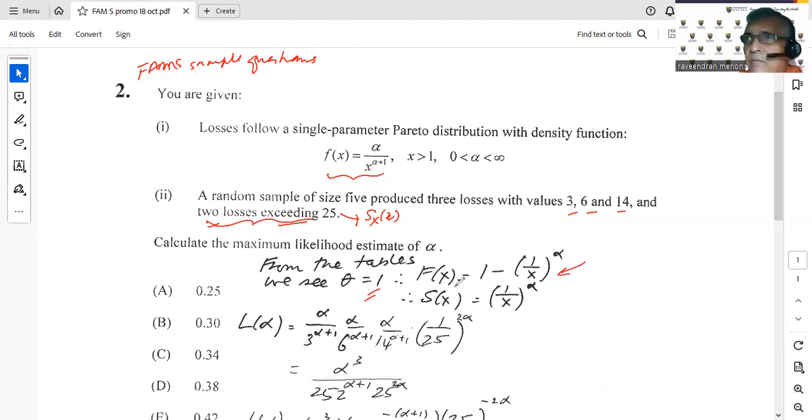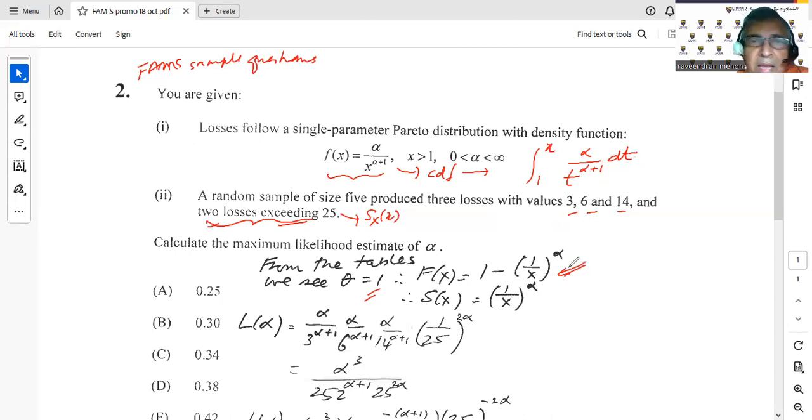Now, if looking up your tables doesn't strike you, then what you can do is find your CDF by using an integral, going from 1 to x of alpha over t to the power of alpha plus 1 dt. You can find your cumulative distribution function using this integral. Clean it up and you'll get this.